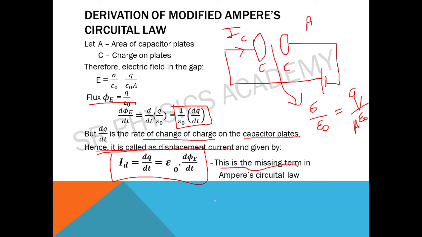Ampere's circuital law basically tells that integral of B dot dl is equal to mu naught I. But in case of capacitors, because of the missing ID, this becomes a problem, and hence Maxwell introduced a new term which is known as displacement current.